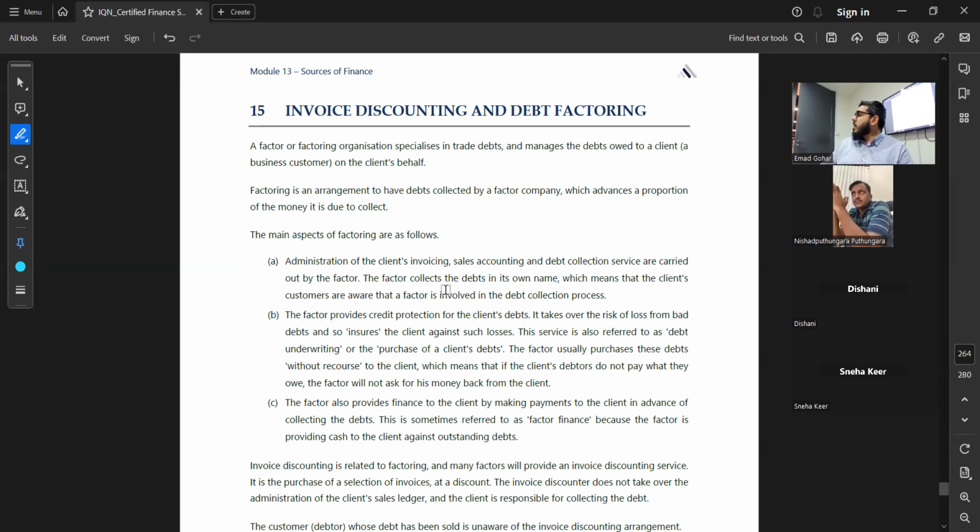So how much is the value? $1 million, right? They will give you $900,000. How much? It means 100,000 less. This is their commission, their profit.